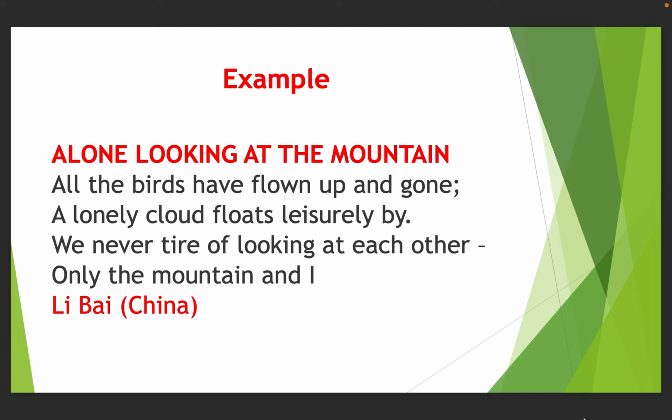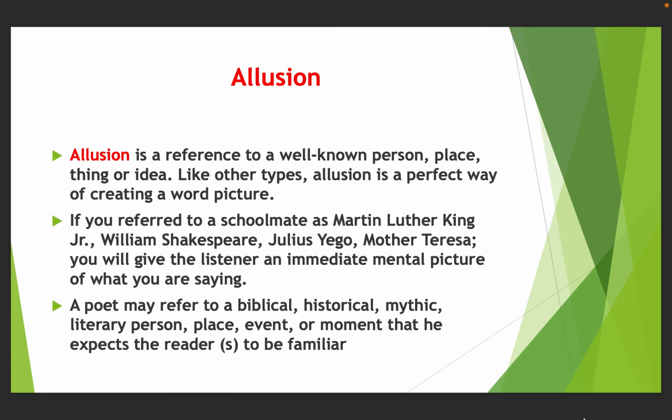Li Bai, China. Allusion. Allusion is a reference to a well-known person, place, thing or idea. Like other types, allusion is a perfect way of creating a word picture. If you referred to a schoolmate as Martin Luther King Jr., William Shakespeare, Julius Yego, Mother Teresa, you will give the listener an immediate mental picture of what you are saying.